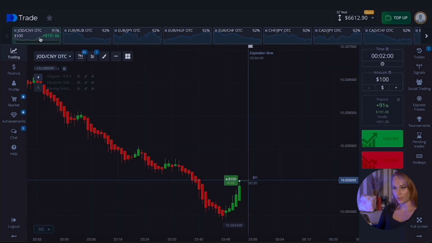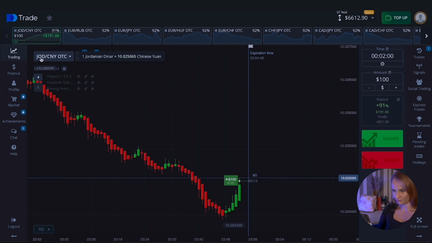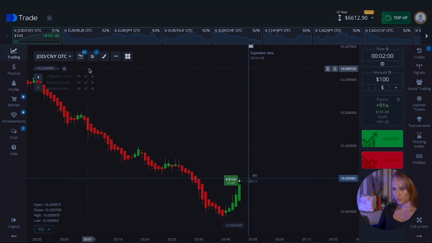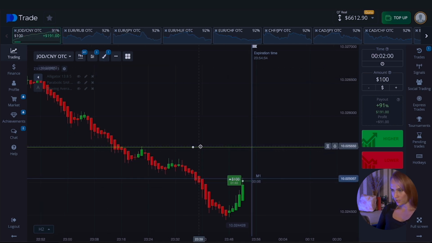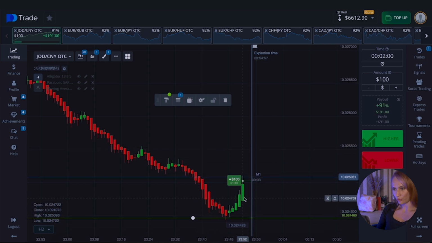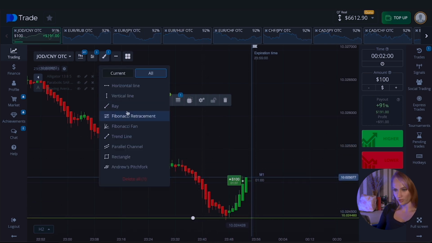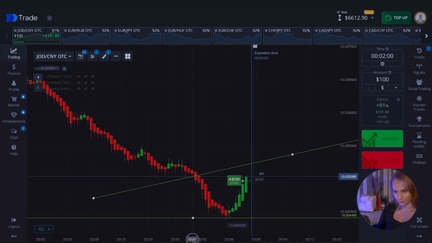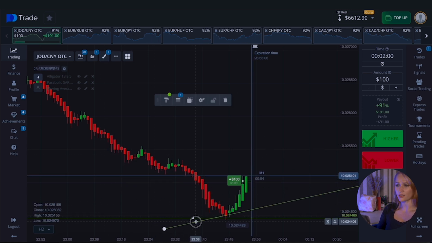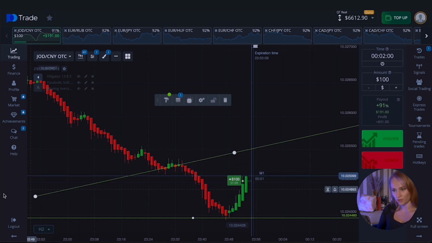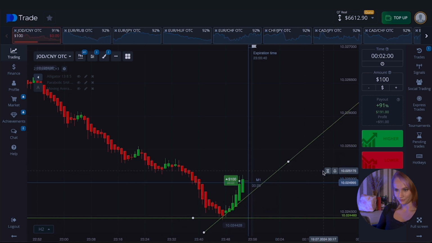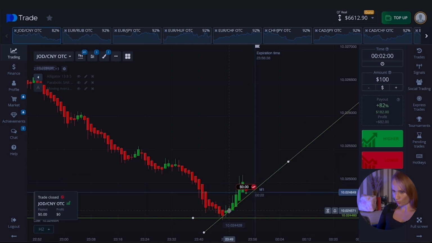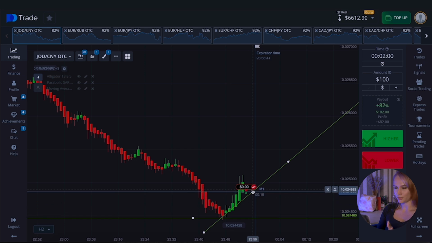So the next currency pair is Jordanian dinar and Chinese yuan. We have opened a deal to buy. Let's take a look. So we can see the turning, the reversal point, and a change in trend. So it's most likely that our deal will go well. Let's have a look. Okay, so we have a loss deal.